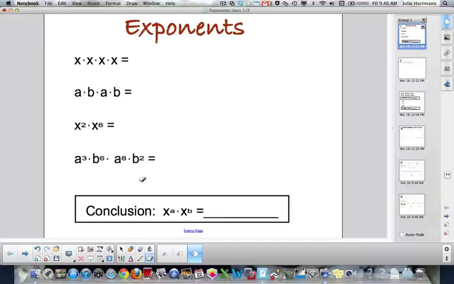Alright, we're going to talk about exponents today. This is topic 1. I know you probably watched a couple of the Khan Academy videos, and if you didn't quite understand them, I'm going to explain it again.